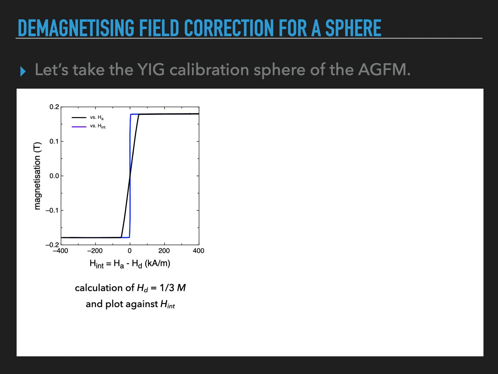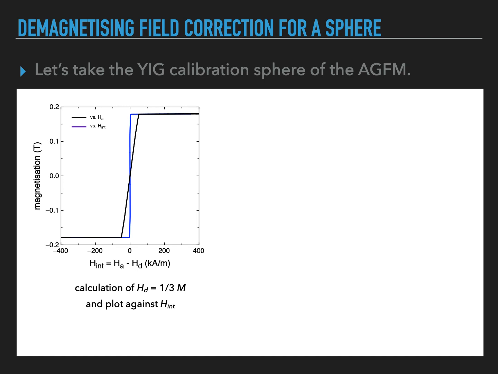Now we are ready for the last step. The magnetization is in Tesla, the sample is a sphere, so we know how to calculate the magnetizing field as 1/3 of the magnetization. We can therefore calculate the internal field as the applied field minus the magnetizing field, and plot the magnetization as a function of the internal field.